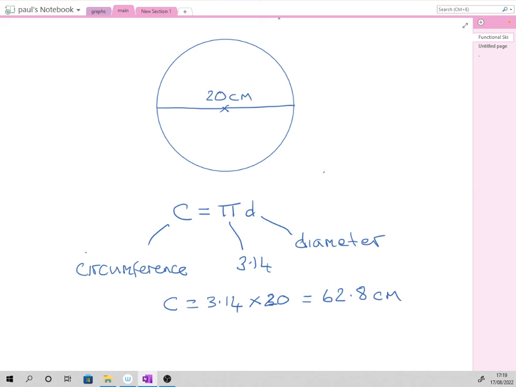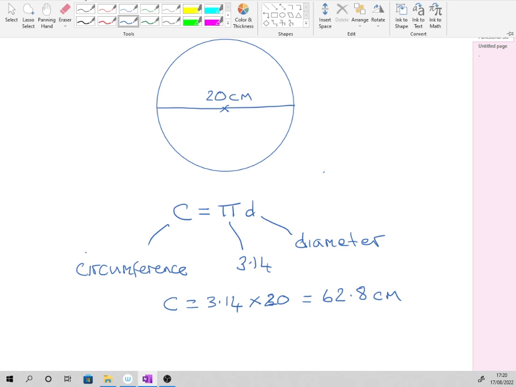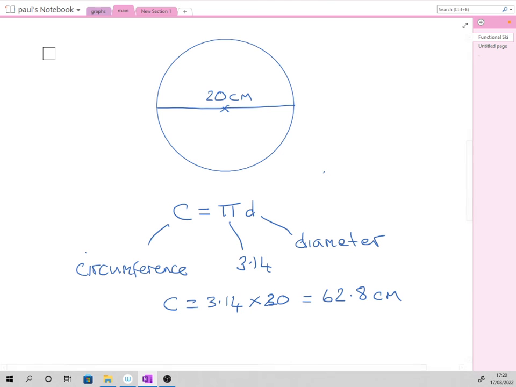If I use the pi button, so shift pi times 20, I'm going to get 62.83185 and all the rest of it. And so this will do for now. So let's not do another one. I'll just use the same. I will remember that, yeah.